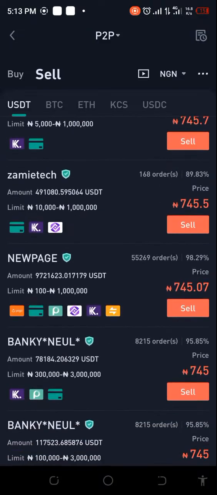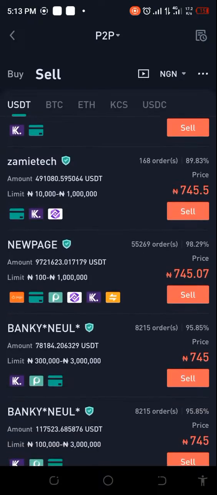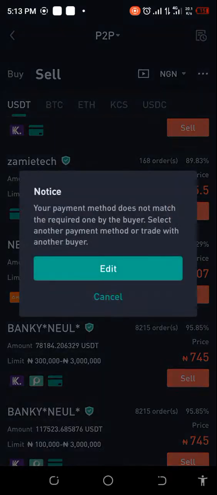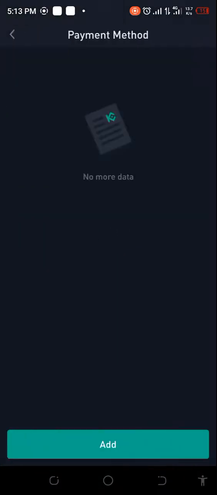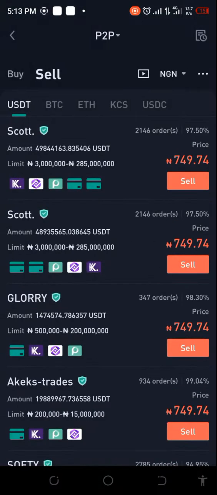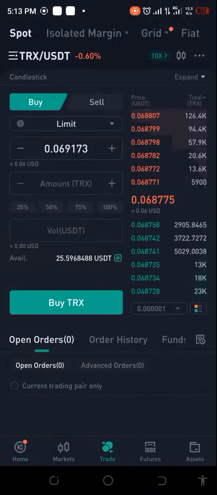So that we can even decide that what we want to do is to actually sell this off. Sliding down, you can look for the price range that you actually want to use. Let's just check on this one and see whether there's a potential. It said your payment method does not match the required one by the buyer. Okay, so we have to set up all of this. We can actually edit and put in all the details, but I'm not going to go through all of this. I'm just showing you that we can actually withdraw our money even from P2P, right? But I'm just going to go back to do this by TRX, okay?